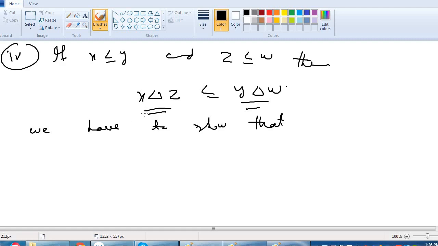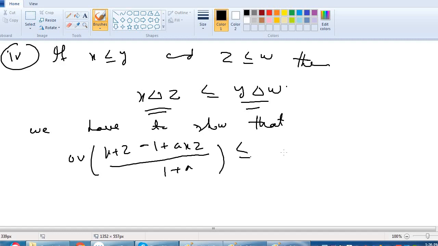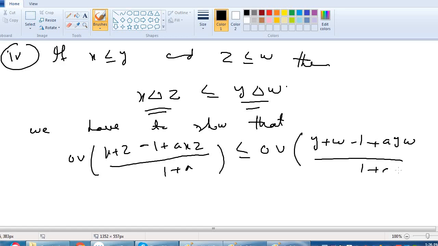x delta z means 0 union (x plus z minus 1 plus a x z) all divided by 1 plus a. It should be less than or equal to 0 union (y plus w minus 1 plus a y w) all divided by 1 plus a. We prove this condition.